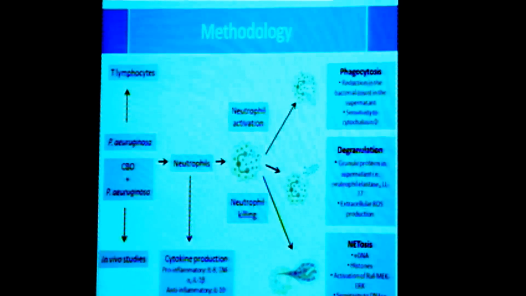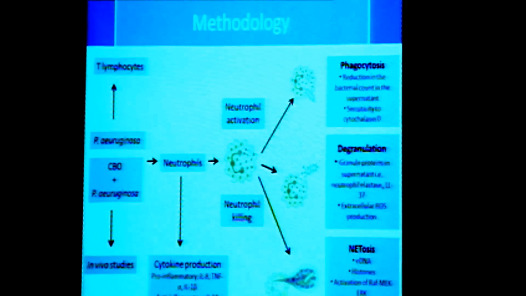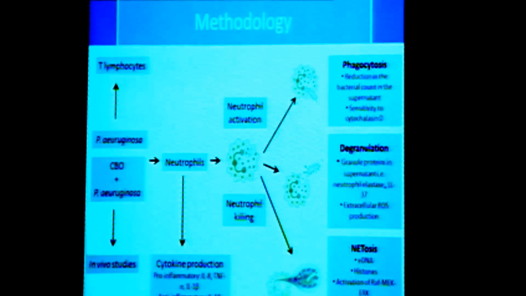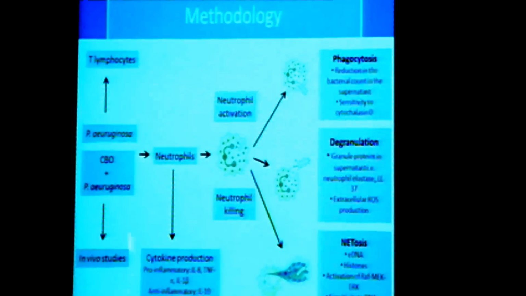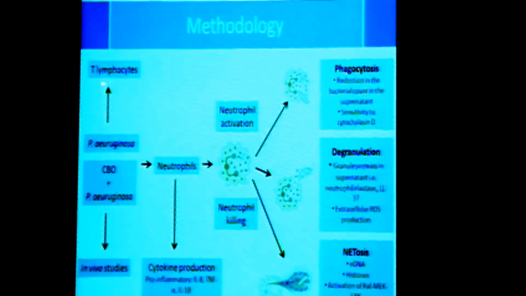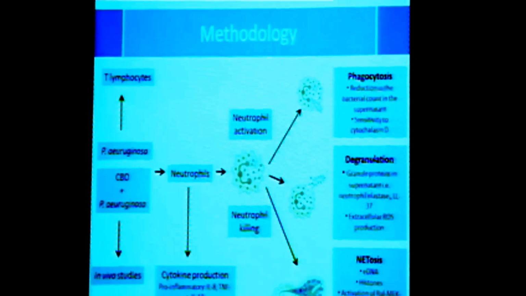So this flowchart depicts the methodology that could be taken to figure out how clove bud oil might have an effect on the host immune response. There are four aspects to this: effect on neutrophils, effect on cytokine production, effect on T lymphocytes, and lastly, effect on the whole system through in vivo studies.